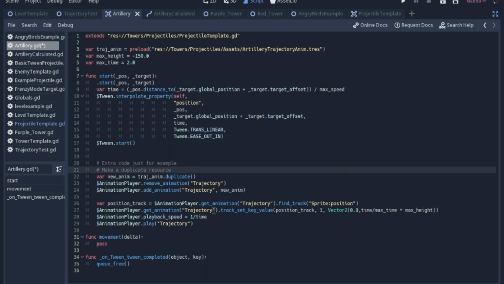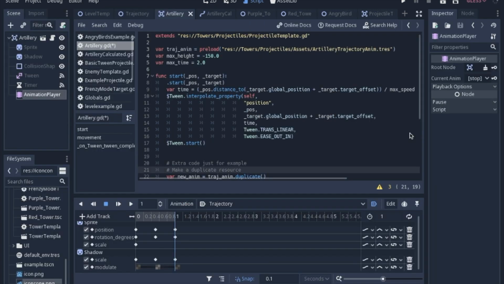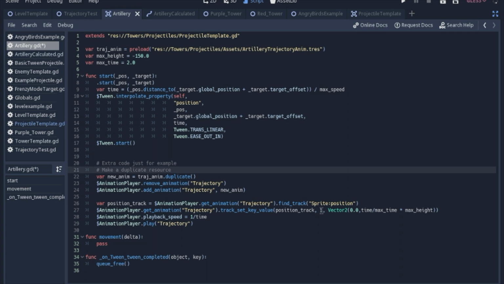After we have the path to finding our track that we need, we're going to get that animation again, and we're going to set that key value. First, we'll need the path to the track. Then this is which key it is. So if you remember, going back to the animation, this would be 0, this is number 1, this is 2, we want number 1. So we'll set number 1 to a vector 0, and we're just changing the height.